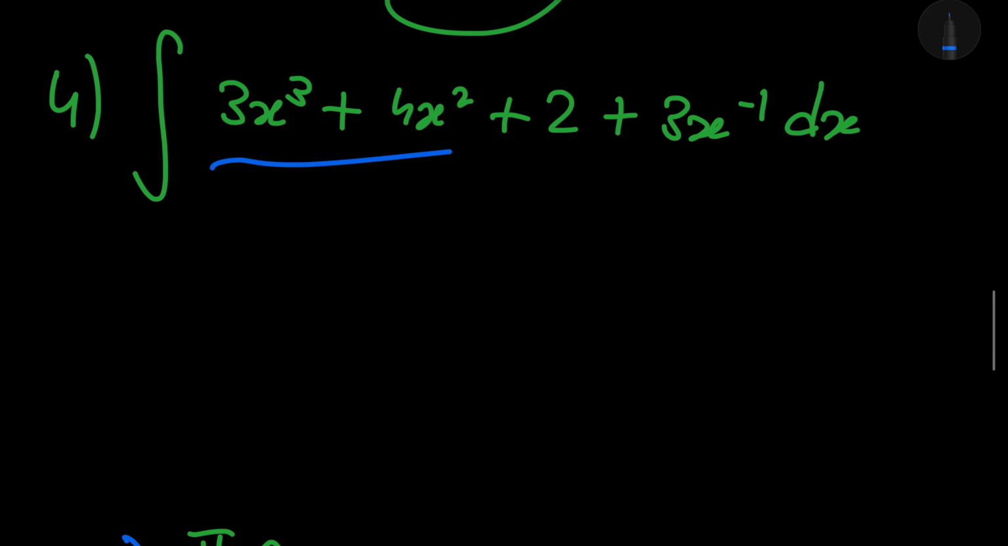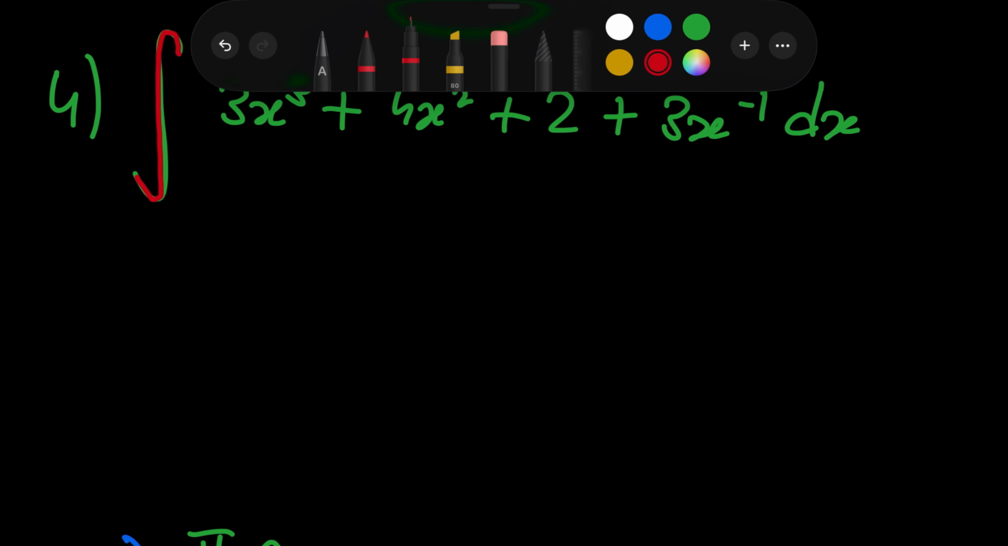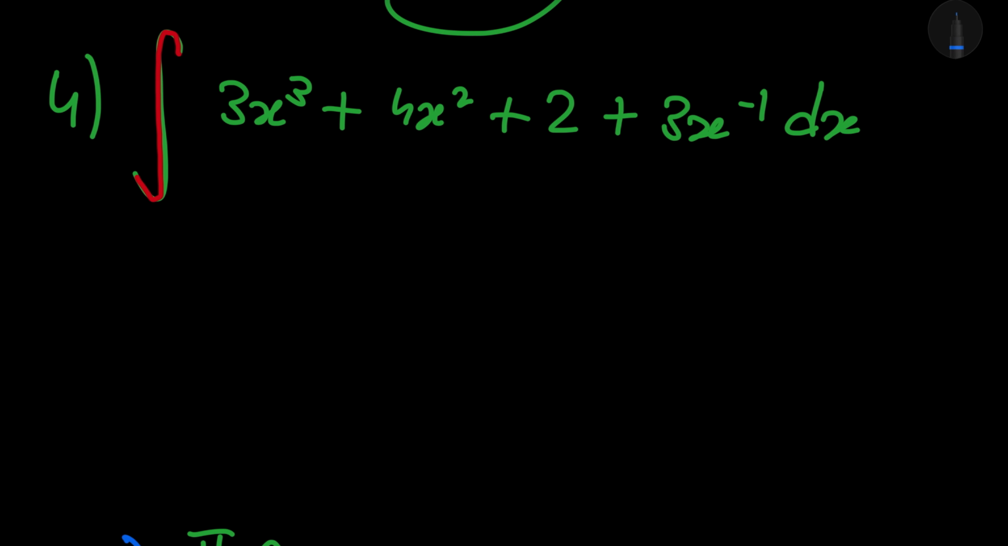Okay then, going on to my next question here, I got 3x cubed plus 4x squared plus 2 plus 3x to the negative 1 dx. And as you can see over here, I have an indefinite integral. So if I have an indefinite integral, I need to know that it ends with c. So let's solve. First thing we want to do is do the inverse power rule.